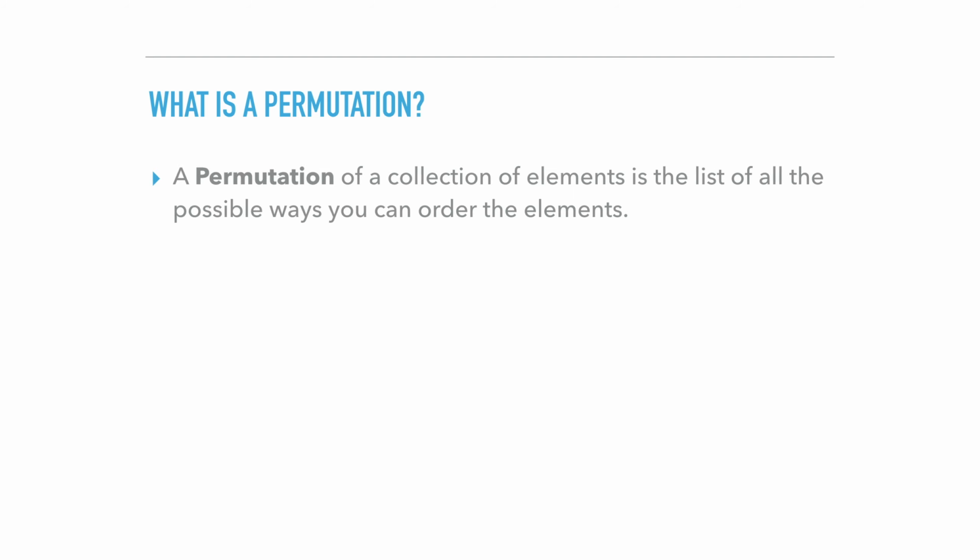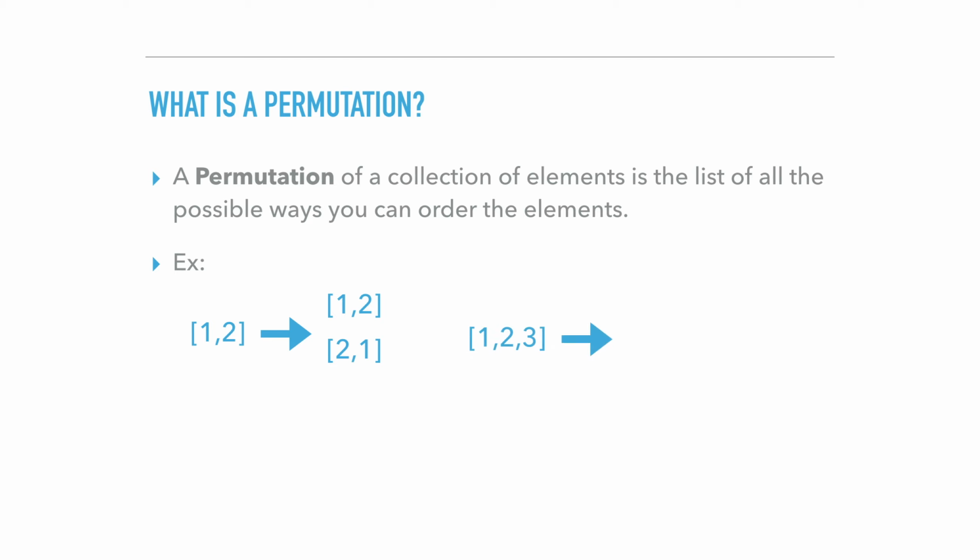Let's first talk about what permutation is. A permutation of a collection of elements is a list of all possible ways you can order the elements. Let's use arrays to explain this concept. Suppose our collection was an array of 1 and 2. Then what are the different ways to order these elements? It's just 1, 2, and 2, 1. That is the permutation of this array.